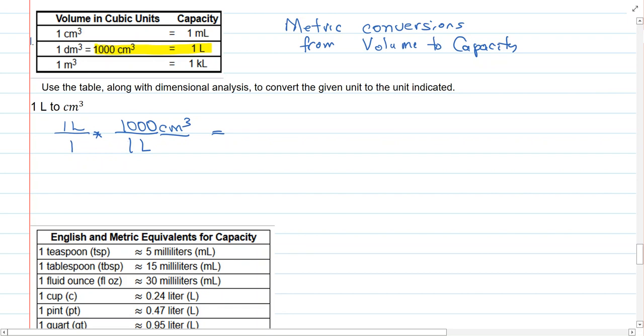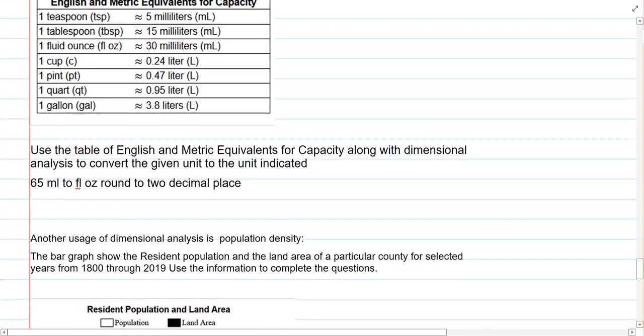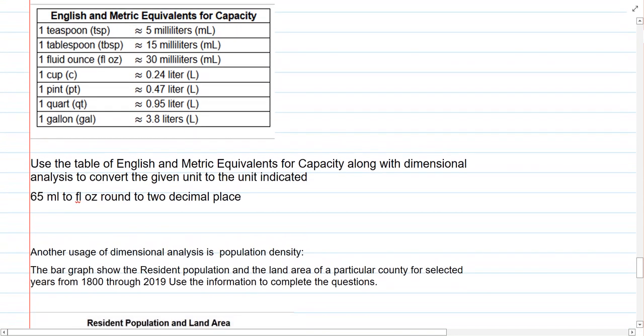All right, so let's verify that the liters cancel, and I'm left with centimeters cubed, which is what the request was. So if I multiply, then I'm going to end up with 1,000 centimeters cubed. So that was easy. Now let's look at this. Now we're talking capacity, American to metric. All right.